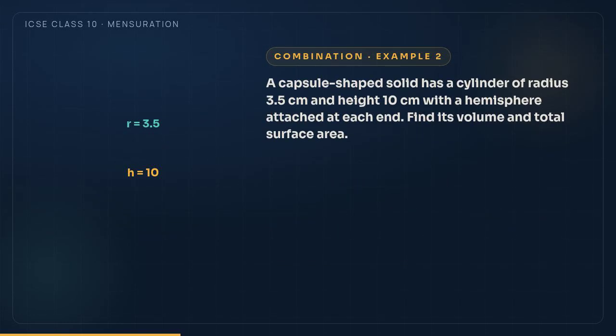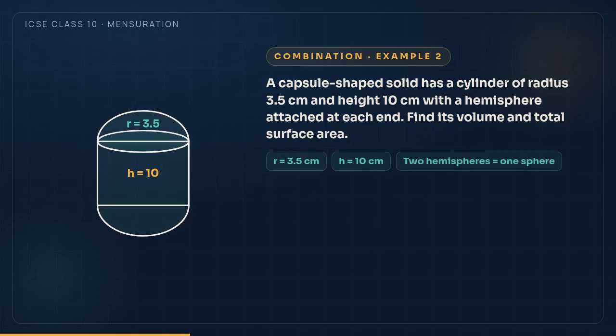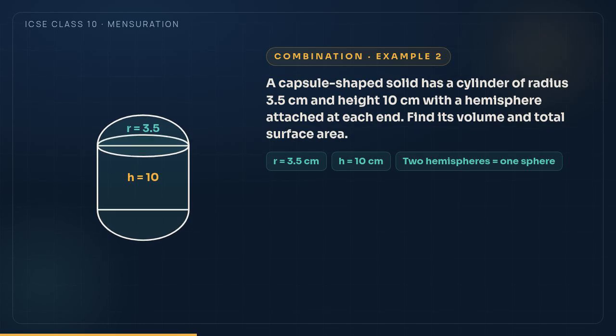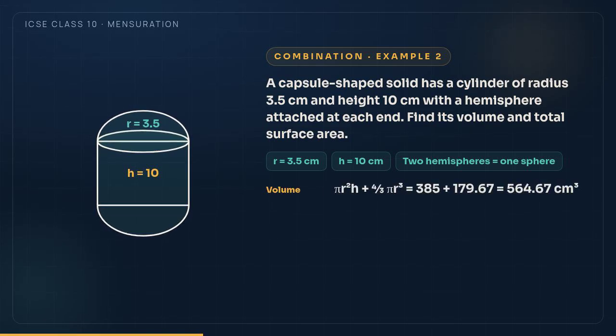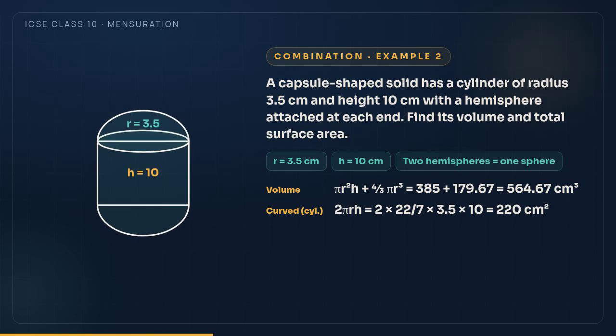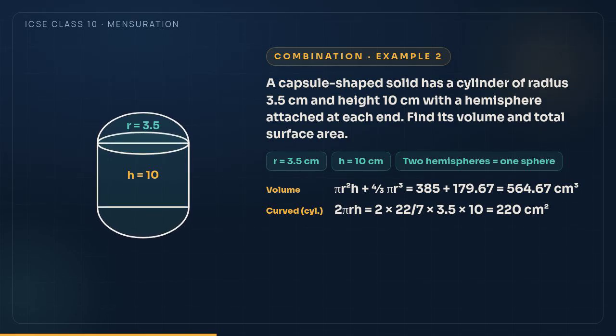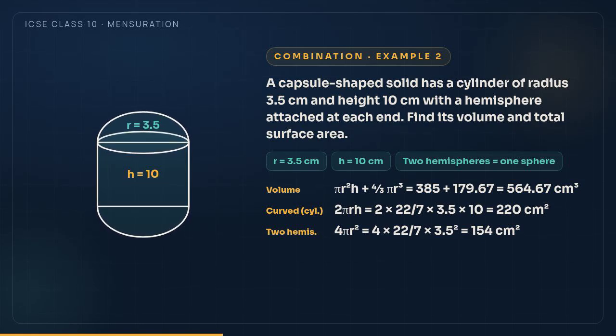Example 2. A capsule-shaped solid is made of a cylinder of radius 3.5 centimeters and height 10 centimeters with a hemisphere attached at each end. Find its volume and total surface area. 2 hemispheres of equal radius together make one complete sphere, so the volume is pi r squared h plus 4/3 pi r cubed. That is 385 plus 179.67, giving 564.67 cubic centimeters.